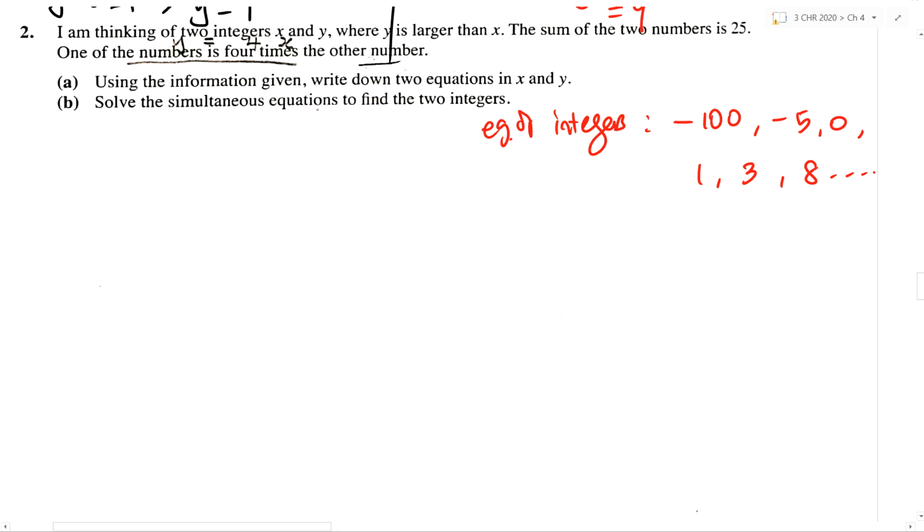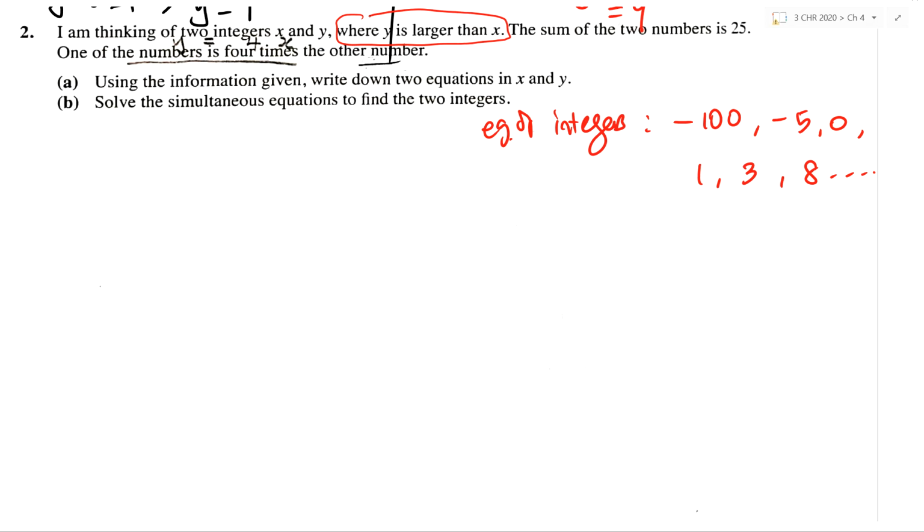Write now two equations, solve to find the two integers. This tells us that if your answer after solving is a decimal or a fraction, the answer is wrong already. Okay, so we must end up with whole numbers, either positive or negative, or it could be zero. Okay, let's continue. Y is larger than X, okay? If they tell me Y is larger than X, maybe they are going to be doing a minus later on.